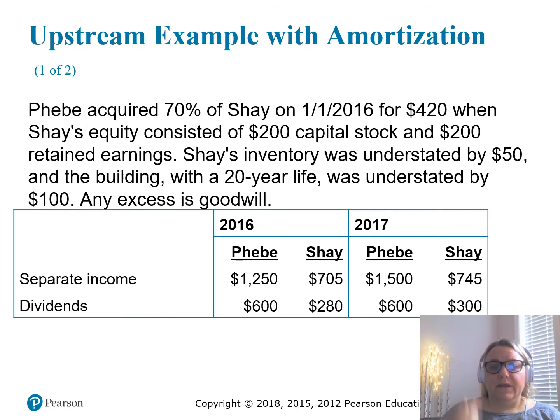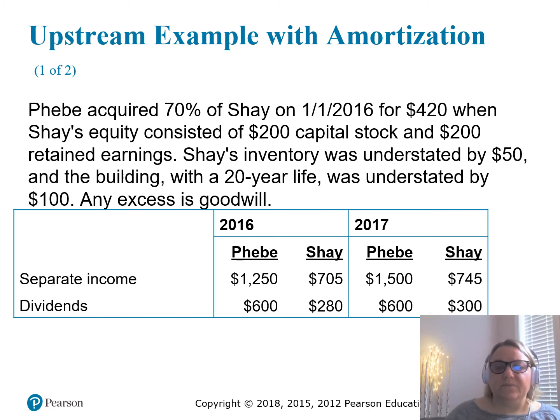Okay, so we're going to do an upstream example, which means we're going to go from sub to parent. Phoebe acquired 70% of Shay on 1/1/16 for $420 when Shay's equity consisted of 200 capital stock and 200 retained earnings. Shay's inventory was understated, and the building with a 20-year life was also understated.